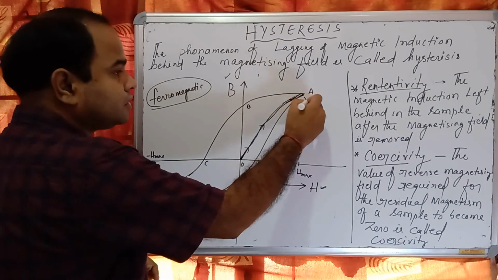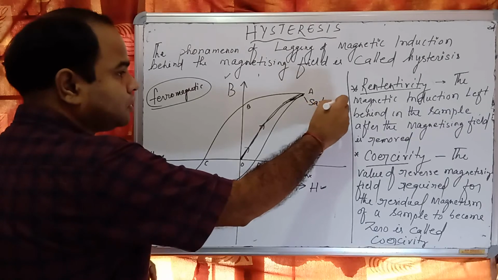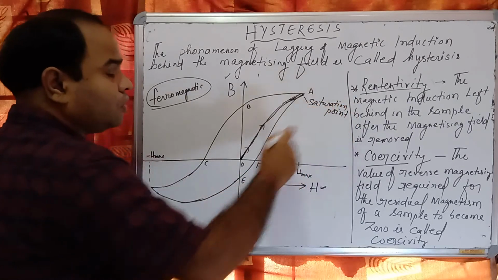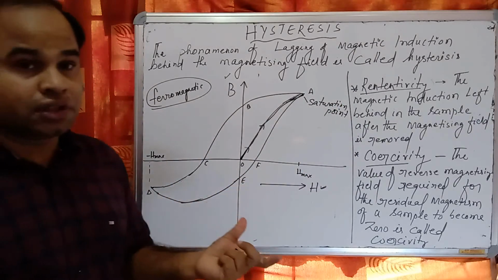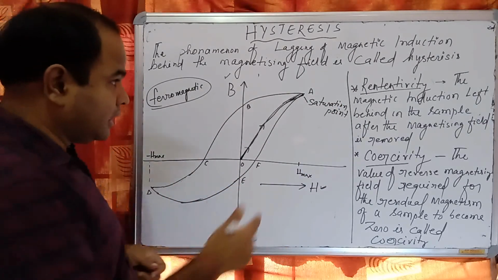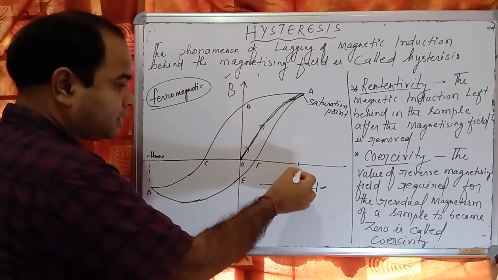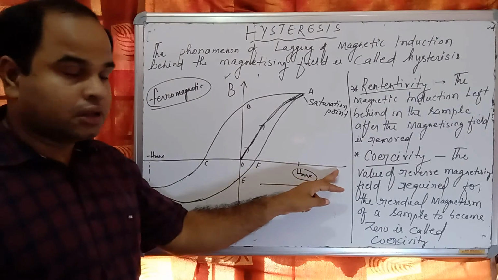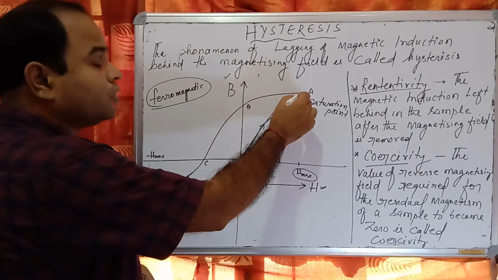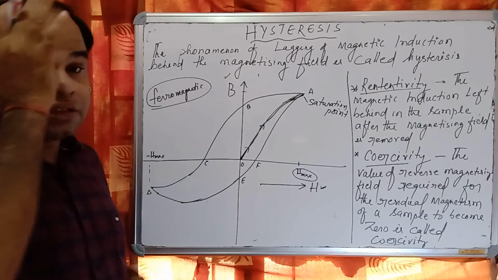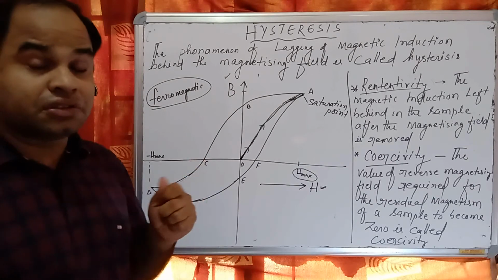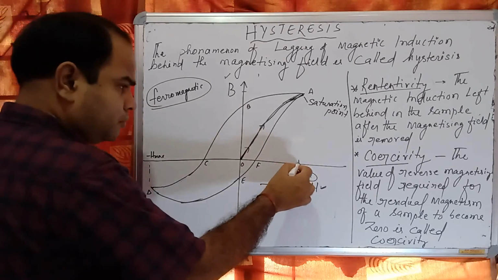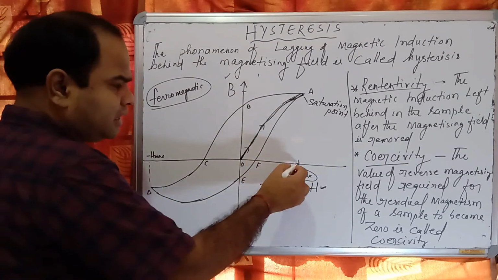This is the saturation point. Saturation point means at this point all the dipoles are aligned along the direction of the external magnetic field, and let us say this is H max. After that, if the value of H increases, the value of B will not increase, because it has reached the saturation point. Okay. After this point, let us decrease the value of H.